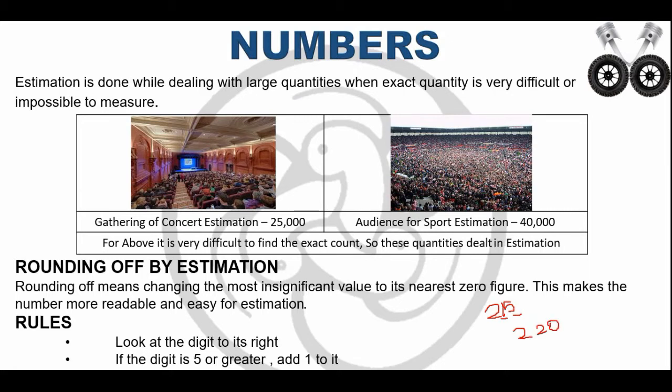So 215 is nearest to 220. If the right side number is less than 5, for example if the number is 211, what do you have to do? First choose the 10th position, that is 1, and then look at the right side number, that is 1, which is less than 5. That means you write the 10th position as it is, so 2, 1, and then put 0. The answer is 210. That means 211 is nearest to 210.